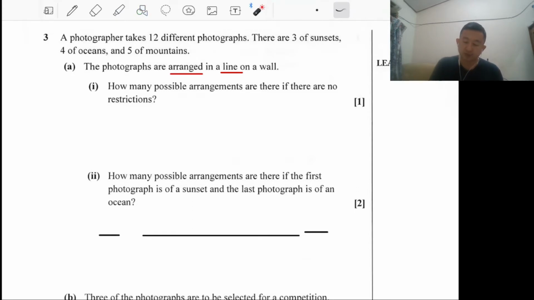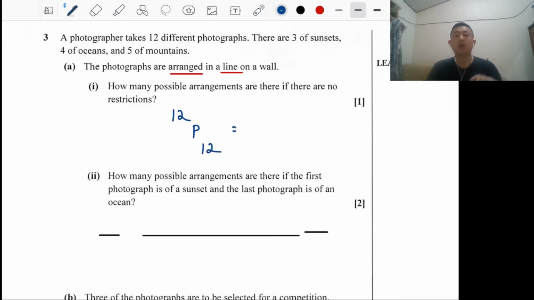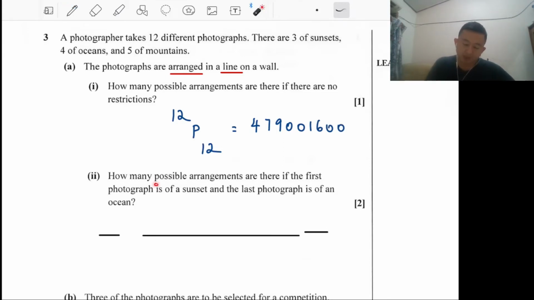How many possible arrangements are there if there are no restrictions? No restrictions, we look at the total number of photographs, 12. Out of these 12, we are going to pick how many to be arranged? It is not stated, so it should be all. So 12P12 or 12 factorial. Your answer should be 479001600.